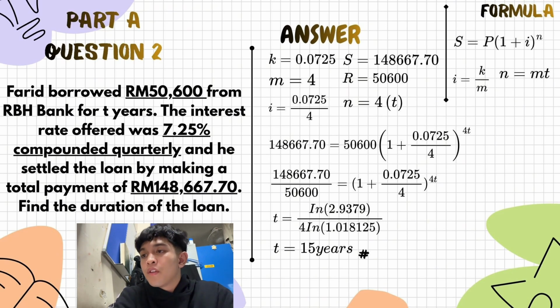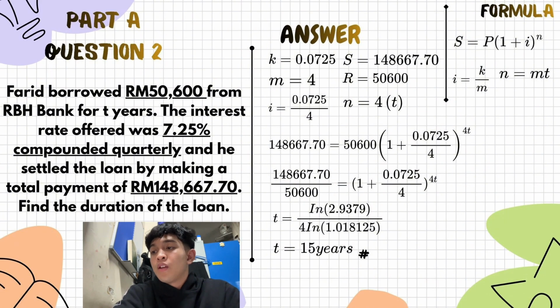So here is my question, which is part A, question 2. Farid borrowed RM 50,600 from RBH Bank for 3 years. The interest rate offered was 7.25% compounded quarterly, and he settled the loan by making a total payment of RM 148,667.70. So the question is, find the duration of the loan.